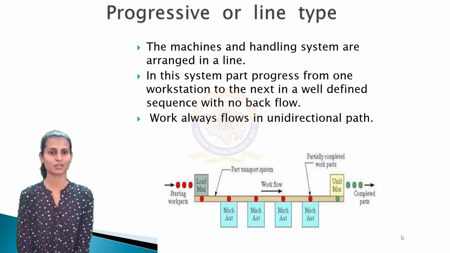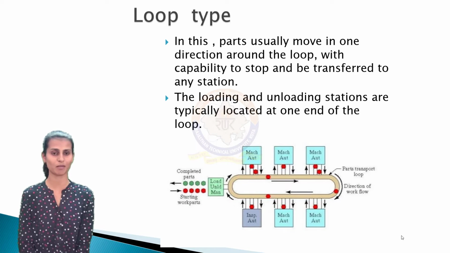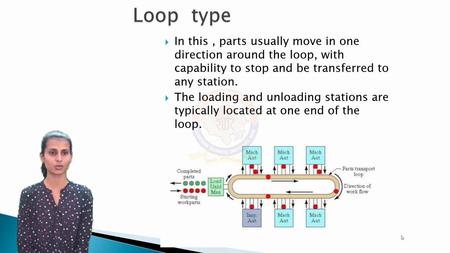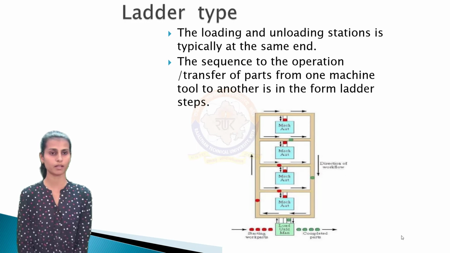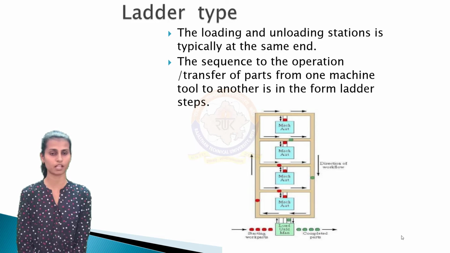In this type, parts usually move in one direction around the loop with the capability to stop and be transferred to any station. The loading and unloading stations are typically located at one end of the loop. Third type, ladder type. The loading and unloading stations are typically at the same end. In the sequence of operations, transfer of parts from one machine tool to another is in the form of ladder steps.